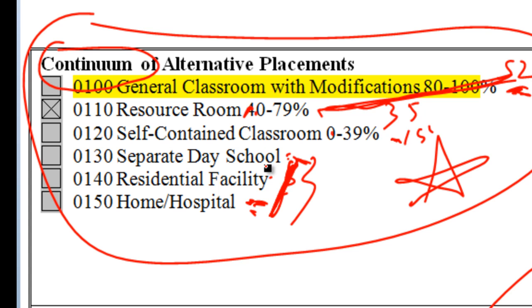How do I provide this? If I have a child who comes with severe needs and I cannot serve them in one of these three that I have at Madison Central School, what do I do? How do I provide a separate day school or residential facility or home hospital? Do I start up those programs?